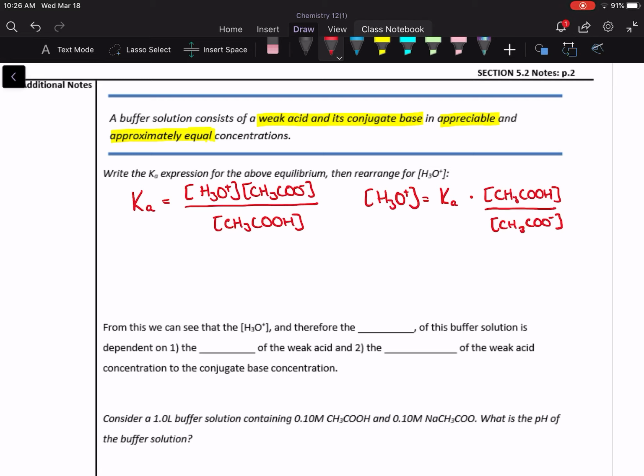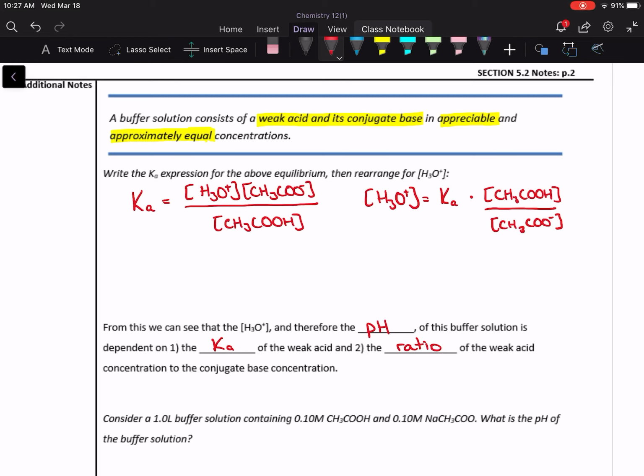And the reason we want to do this is because when we're dealing with buffers, we're often interested in the pH. And so that means knowing what the hydronium ion concentration is. And so from this, we can see that the hydronium ion concentration, and therefore the pH of a buffer solution, is dependent on, first of all, the Ka of the weak acid, and two, that ratio between the weak acid and the conjugate base concentration.